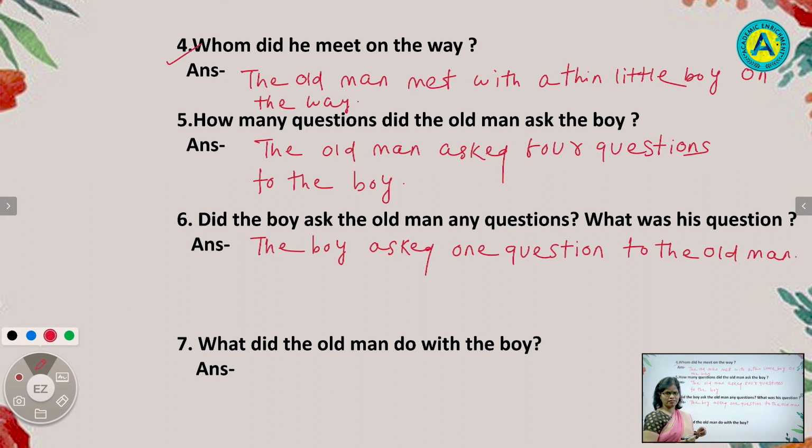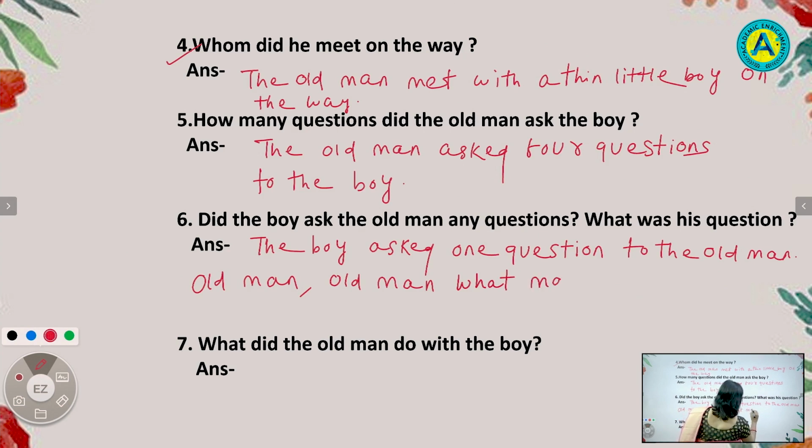What was his question? Yes. Old man, what makes you so fat? What makes you so fat?